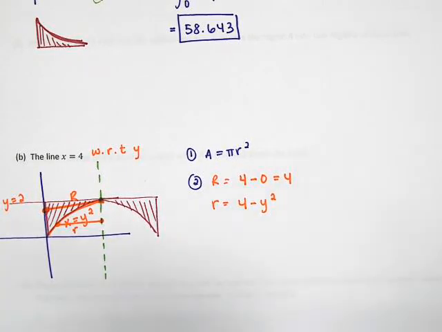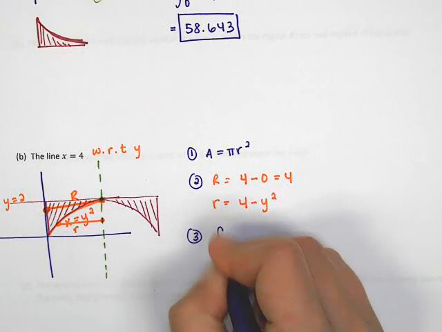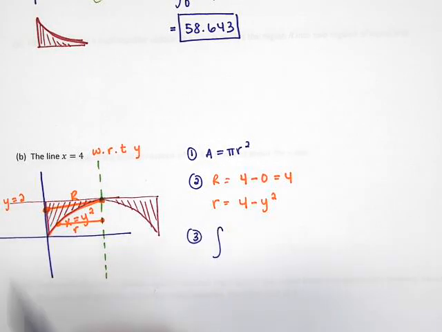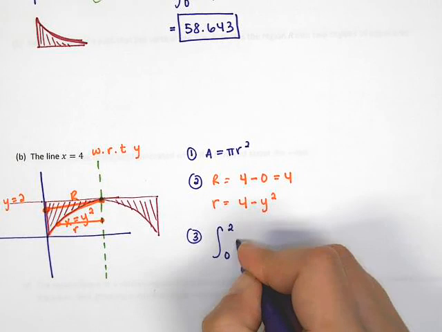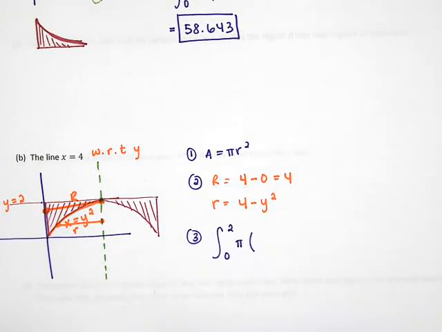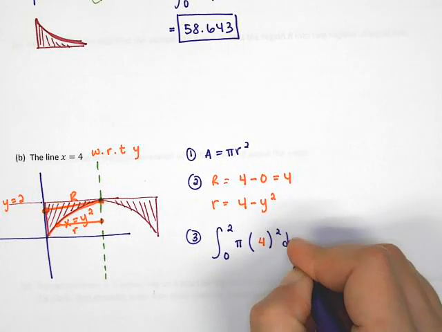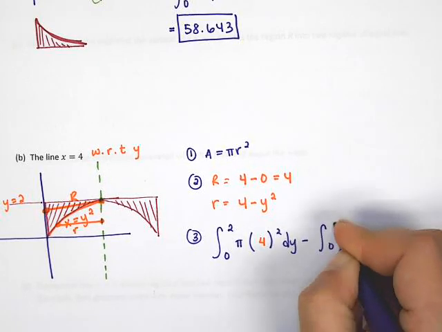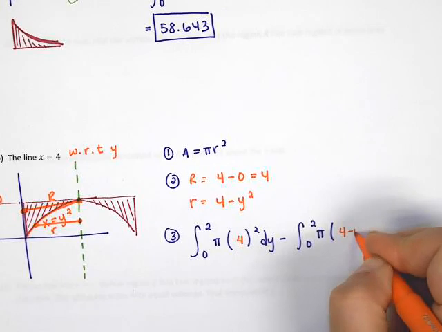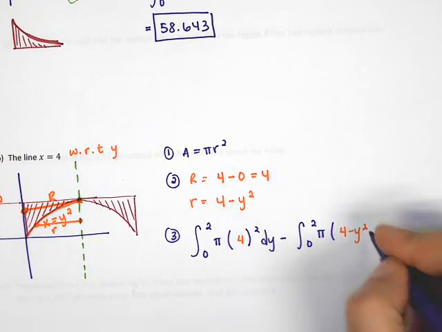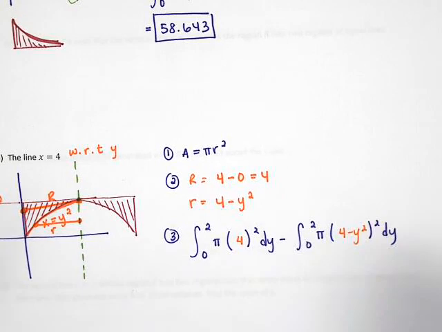My third step would be to set up two different integrals. Now, in terms of y here, I'm going from 0 to 2. So from 0 to 2, pi times big R, which is 4, squared dy, minus the integral from 0 to 2 of pi times little r, squared dy. And then I would just type this in on my calculator.